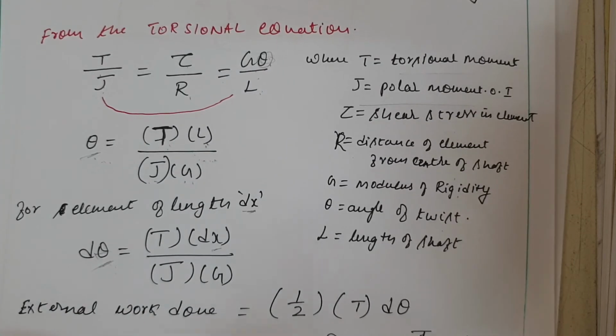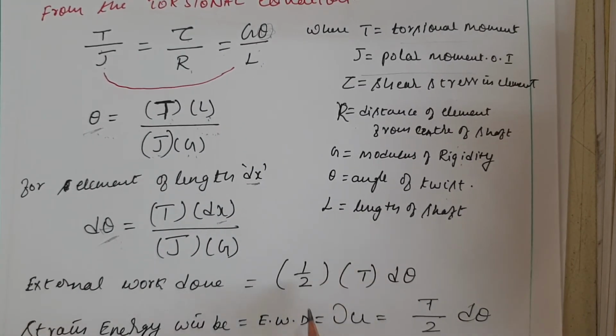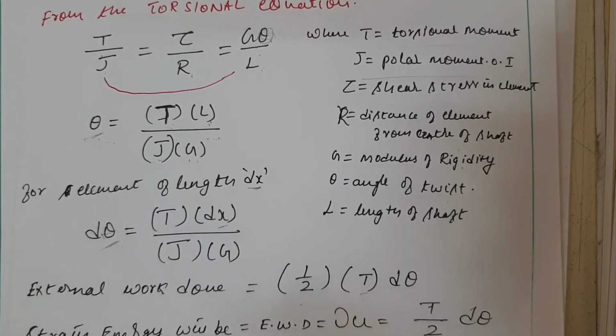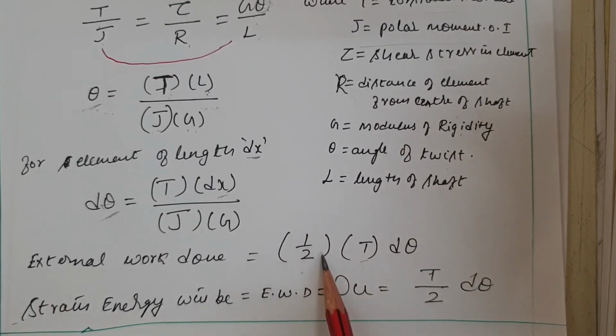And we know external work will be equal to half into the load we are applying, which is torsion T, and the amount of deformation is d theta. That will be the external work done, and total strain energy will be equal to the external work done. Total work done will be equal to strain energy, which I consider as du for the small element.